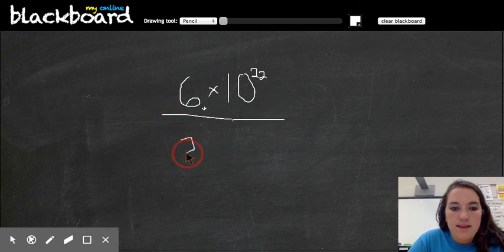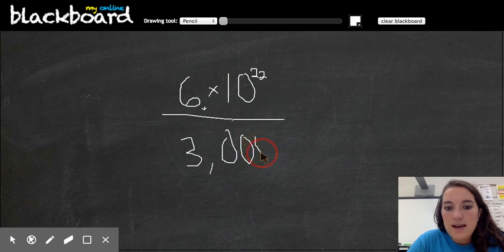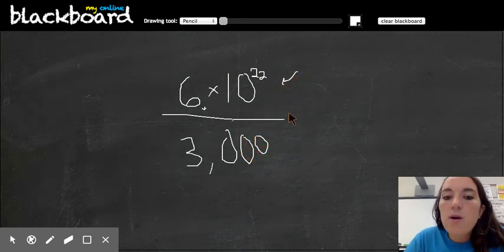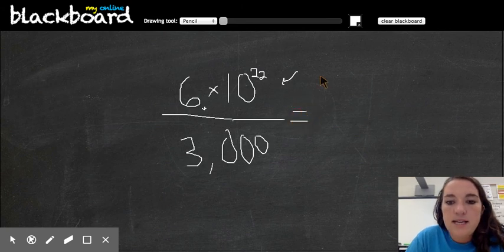And then we're dividing by 3,000. Are both my numbers in the same form? No, so I need to get them in the same form. Because this number is so big, we don't want to change that one into standard form, so it's easier to just make them all into scientific notation.